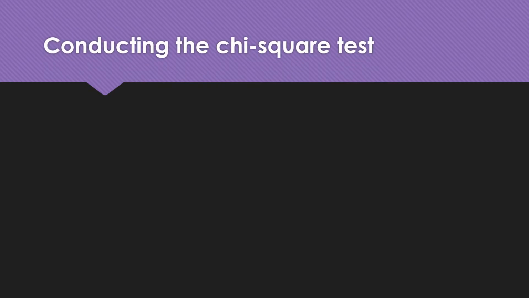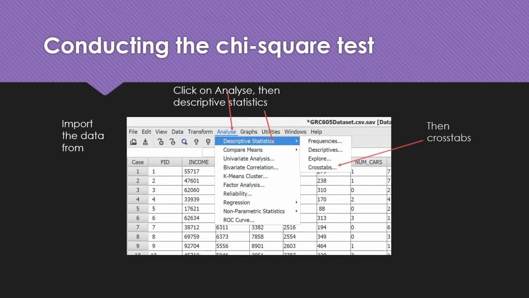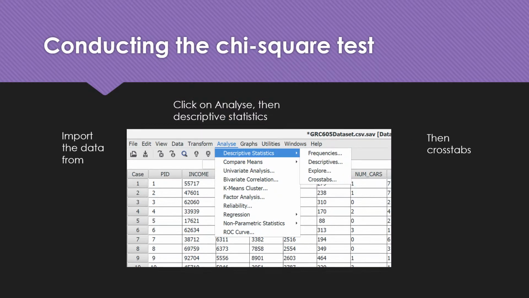Conducting the chi-square test. First of all, we import the data from Excel into the PSPP software. Then we click on Analyze and select Descriptive Statistics. And we go over on our right-hand side and click Crosstab. Remember, Crosstab is PSPP's term for chi-square test.